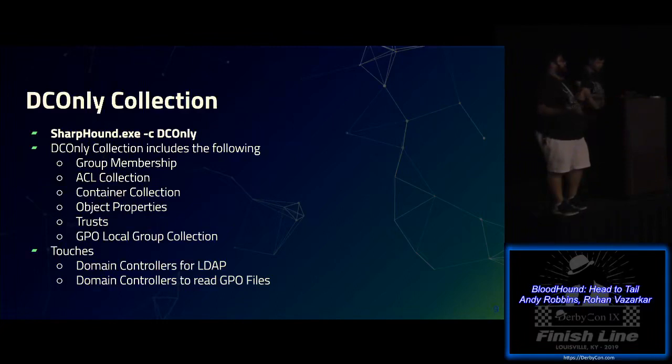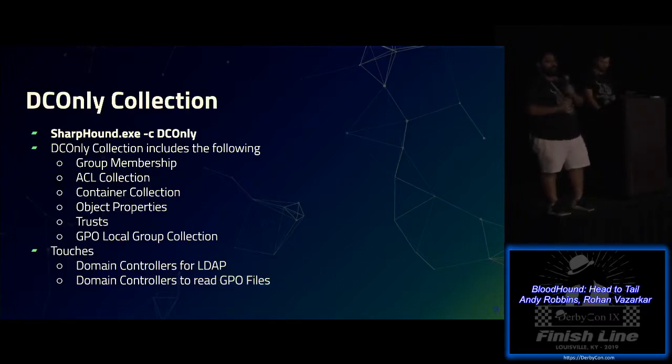It excludes all session collection, all direct local group collection, and it only pulls data out of LDAP and from files on GPO drives. This is really quiet as far as what it's touching on the network. You get one big LDAP pull, but other than that, that's pretty much the gist of it. So all it touches is a domain controller, and wherever the GPO files are stored, which in most environments is also the domain controller.